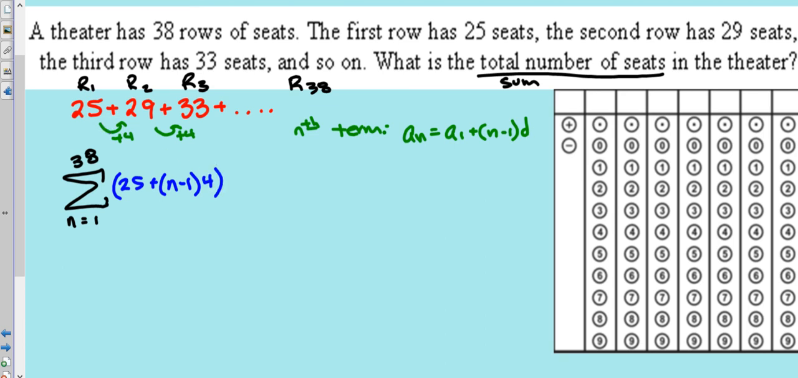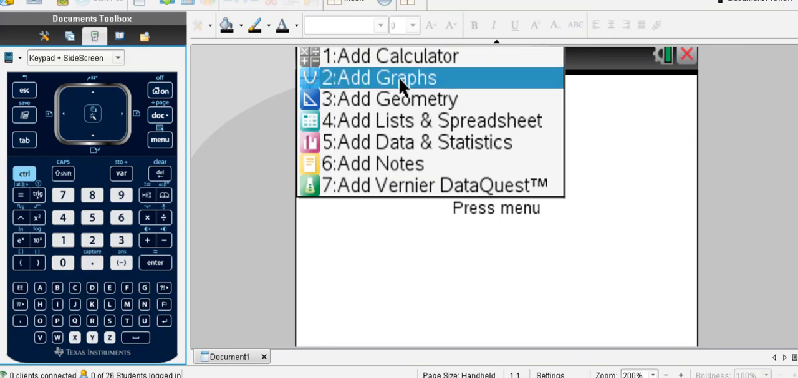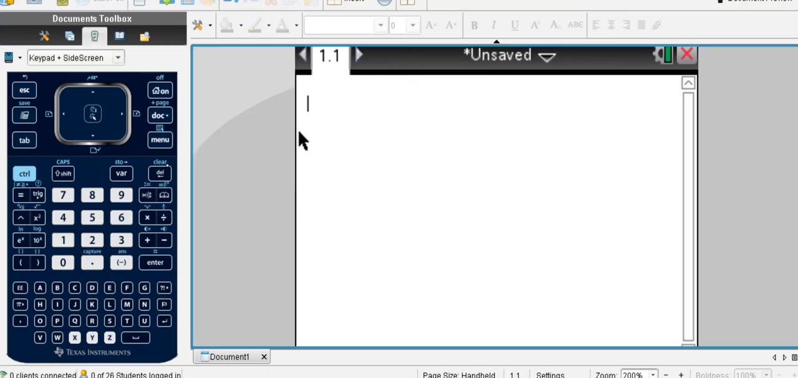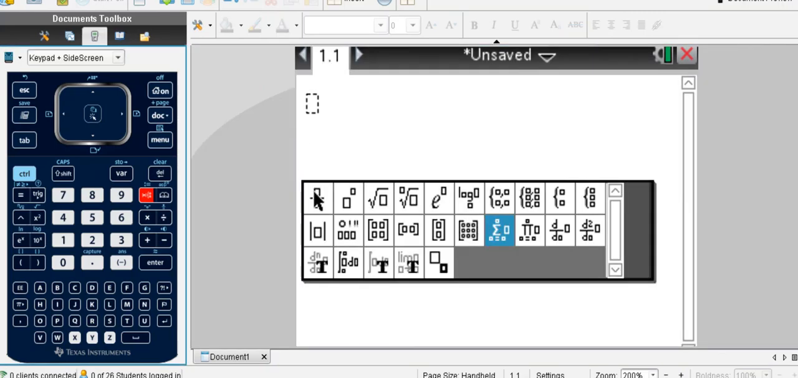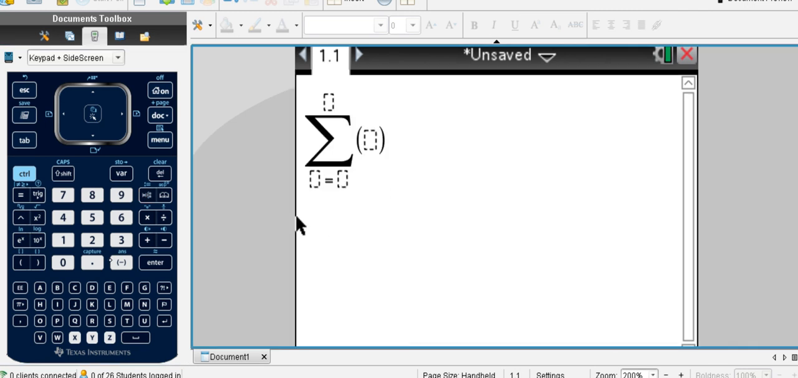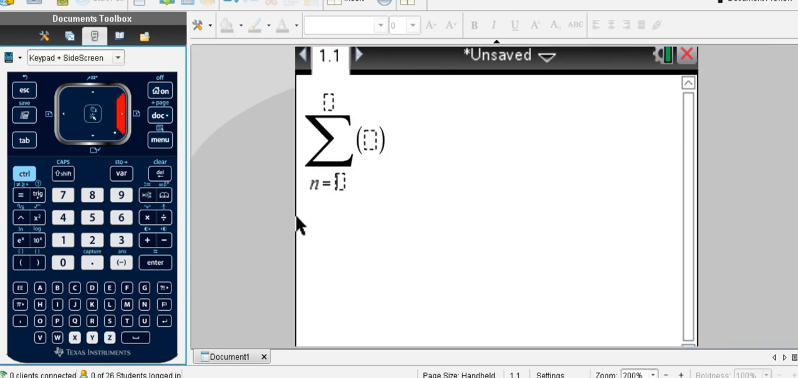If I put that in the calculator and press enter, it'll tell me what my sum is. So I'll go to the calculator, and the button next to 9 is where sum is located. Find it there. I type in n equals 1. This means we start with the first row, and we're going to add 38 rows. We tell the calculator the first row had 25 seats, and every single time we add 4 seats to each subsequent row.